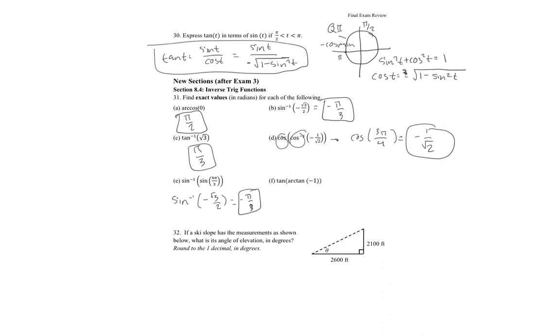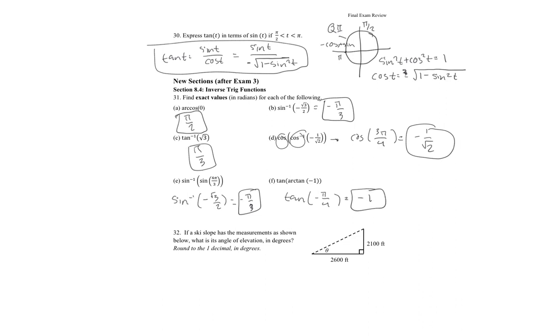And then lastly, on part F, we have to take the tangent inverse of negative 1, and then take the tangent of that. And so if we take the tangent inverse of negative 1, that will give us negative pi over 4, as shown in our calculator. And so then we just take the tangent of negative pi over 4, and that gives us negative 1.